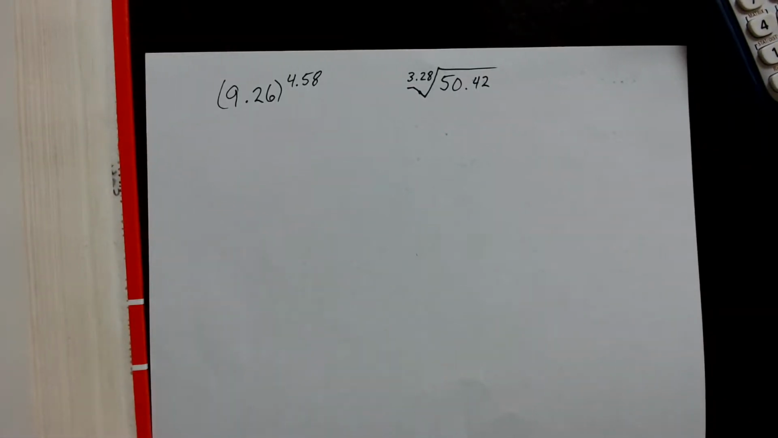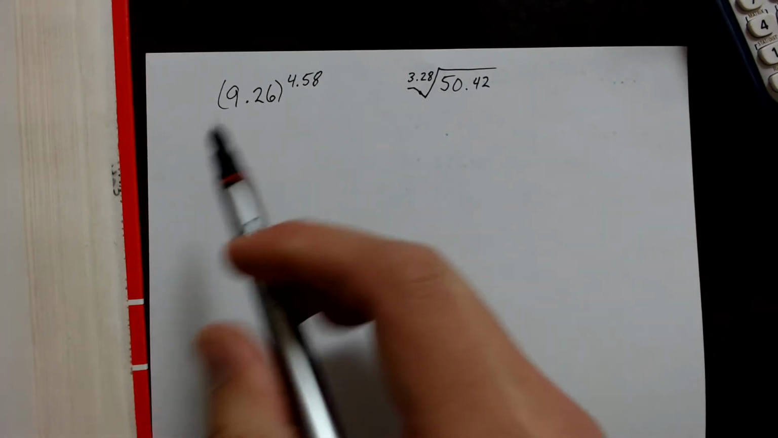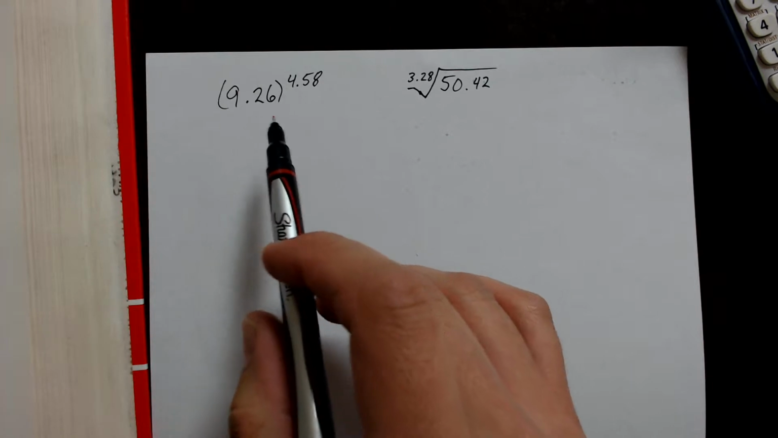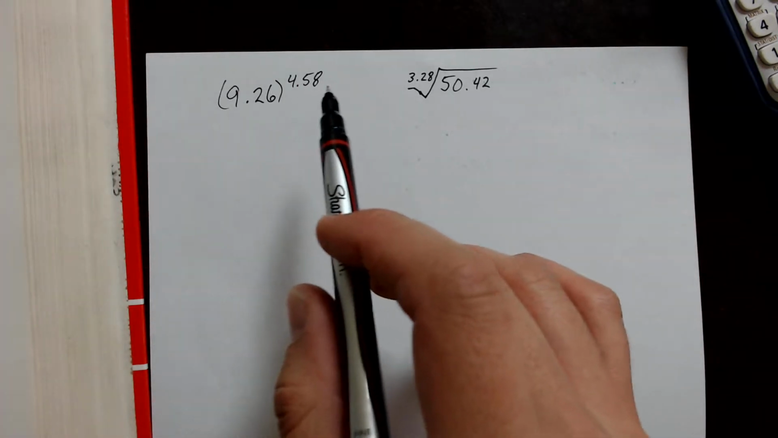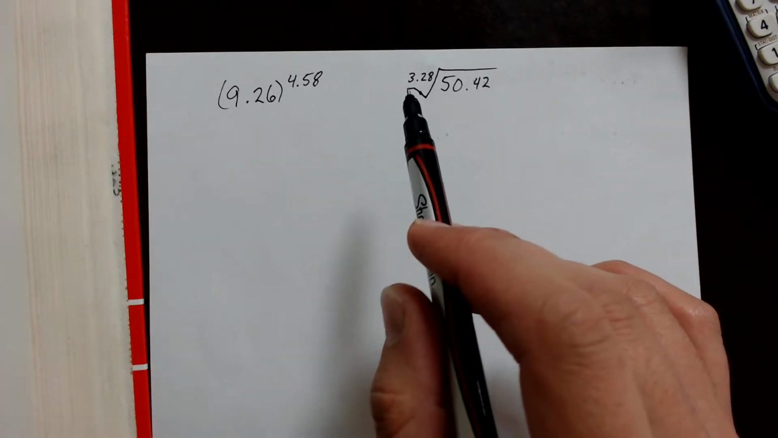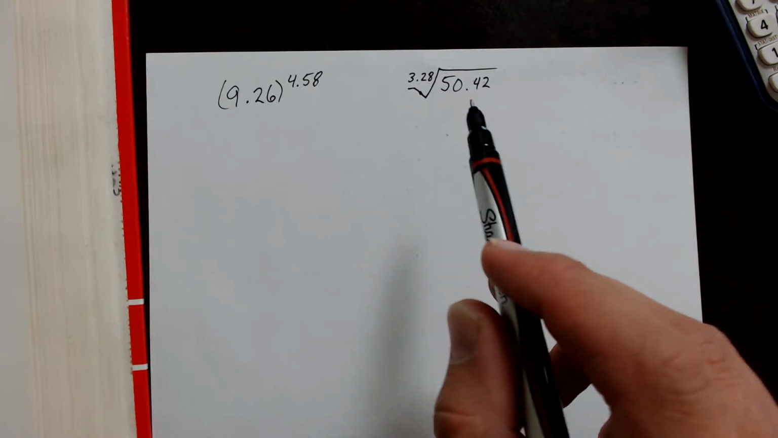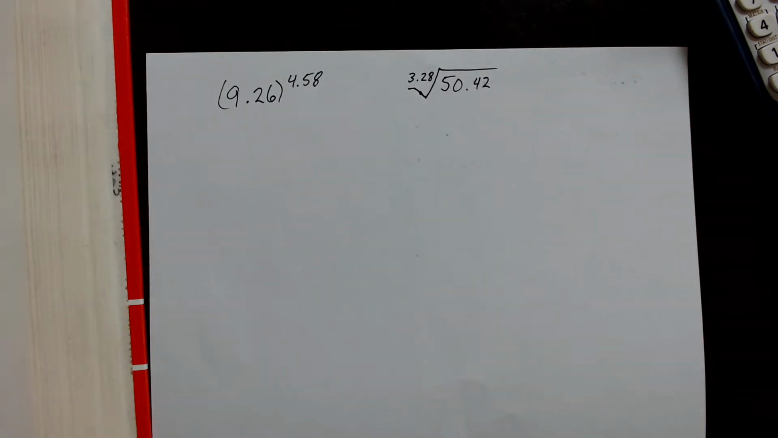And let me set up the next problem. Okay, so these are exponent problems. And we have 9.26 to the power of 4.58, and then we have the 3.28th root of 50.42. The way we would estimate these is a little bit different.